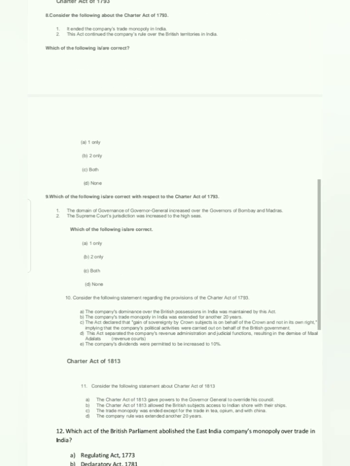Charter Acts of 1793. Consider the following statements about the Charter Act of 1793. Here this one is the correct. It ended the company's trade monopoly in India. Okay, it did not end it, it extended it by 20 years, so that's absolutely wrong. This act continued the company's overall rule over the British territory in India. Correct. So option B is the correct answer.